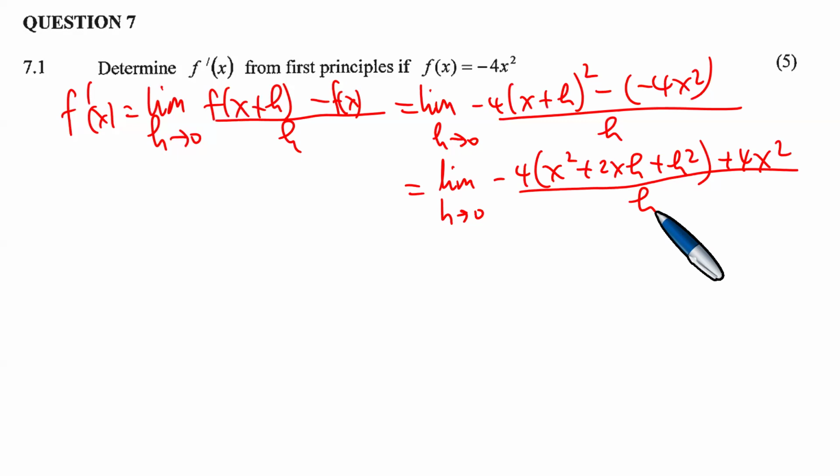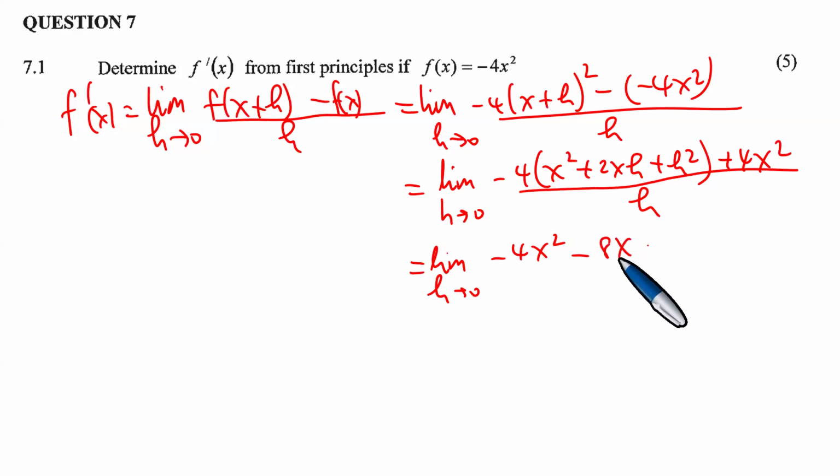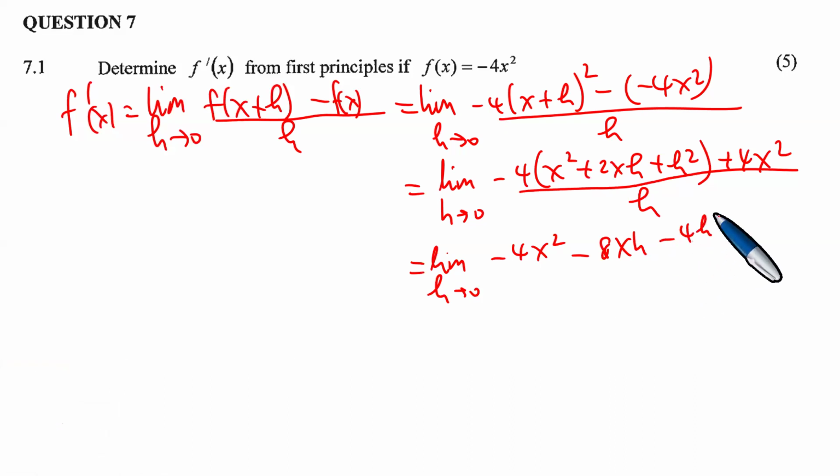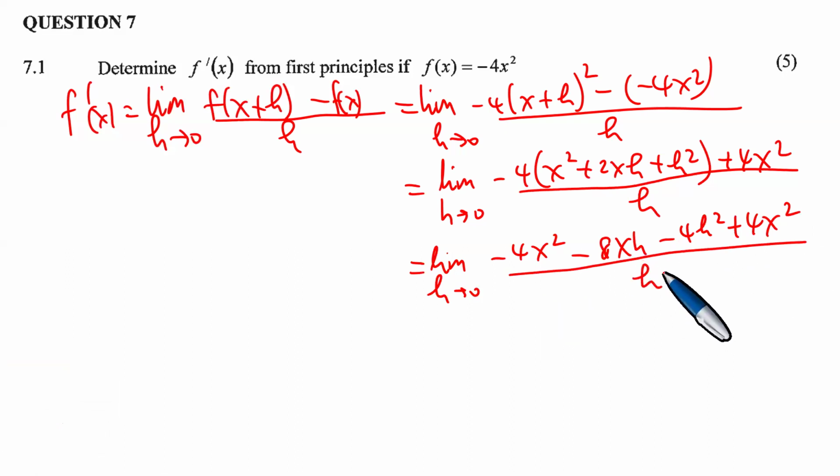So we continue. Which is then the limit as h tends to 0, which is minus 4x squared minus 8xh minus 4h squared. So this is minus 4h squared plus 4x squared. We divide by h. Like that. So we continue.